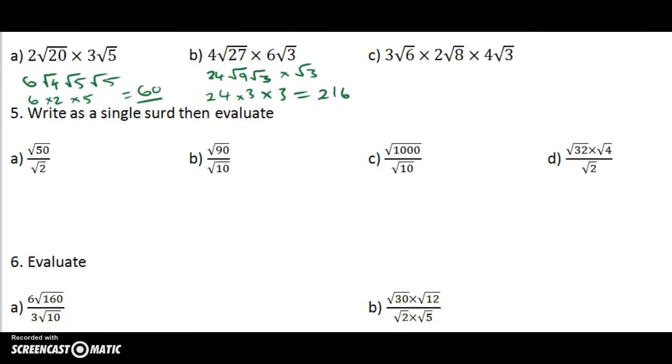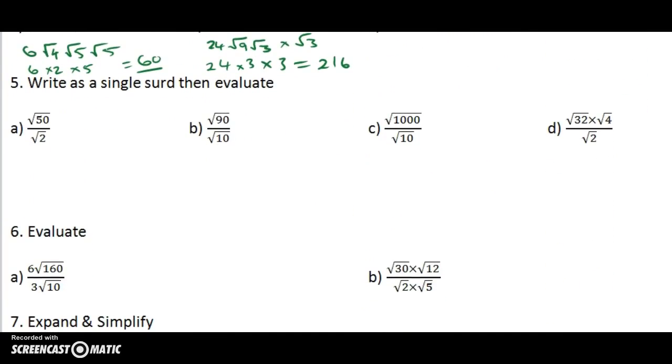Now we can also simplify surds if there are surds on the top and on the bottom as well. So we've already simplified the square root of 50, so we've got the square root of 25 times the square root of 2, all divided by the square root of 2. Simplify it by cancelling the top and the bottom. Square root of 25 is just 5.